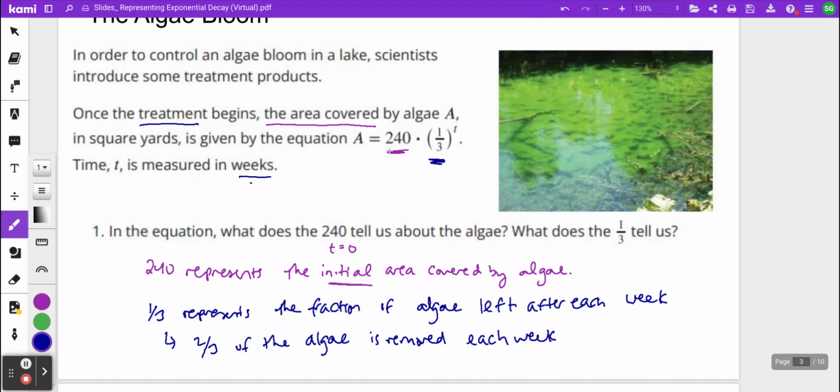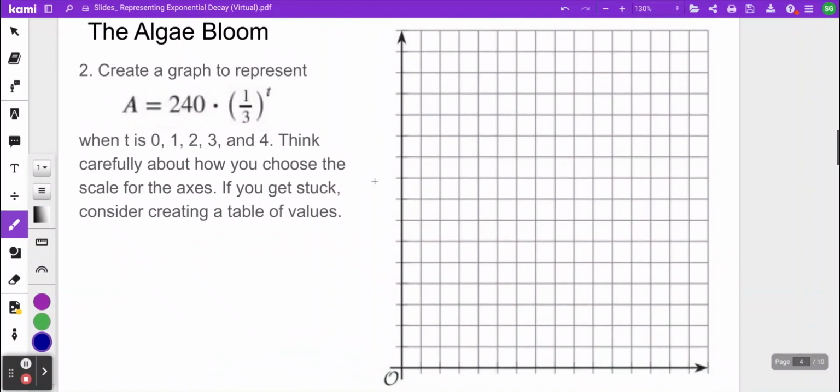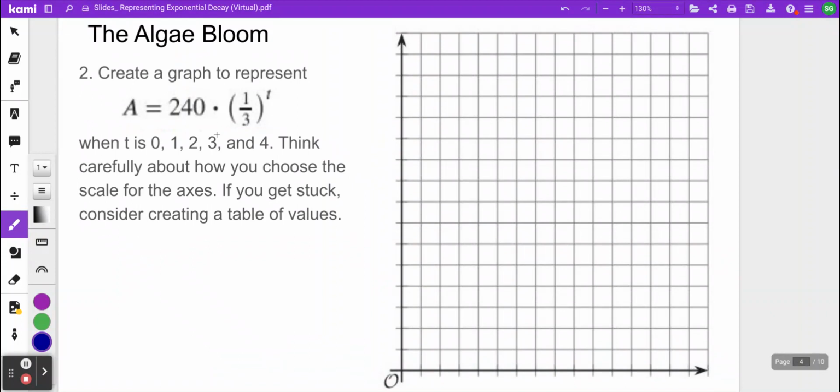Now that we have a better understanding of this equation, we are going to go ahead and make a graph. And so this graph, we want to show the algae when t is 0, 1, 2, 3, and 4. Remember, t is the time in weeks. So we're looking at how this algae changes the first 4 weeks.